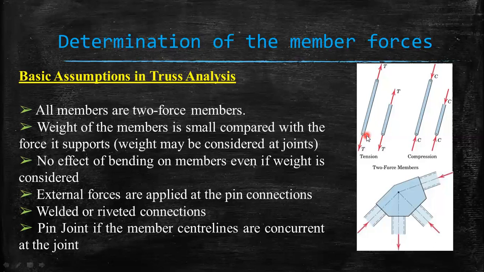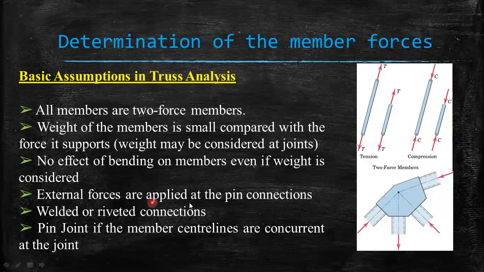Clear? So when we consider the truss structure, we have to consider that the weight of the member is very small. And if in any case the weight is not so small, we have to consider the weight and apply those forces due to the dead load or weight of the member at the joints only, and not in between any part. You cannot apply any forces in between any members. So you have to apply load only at the joints. There are no effects of bending in members even if weight is considered.